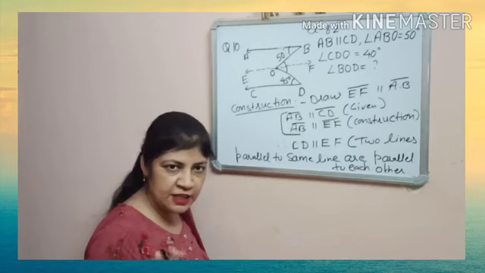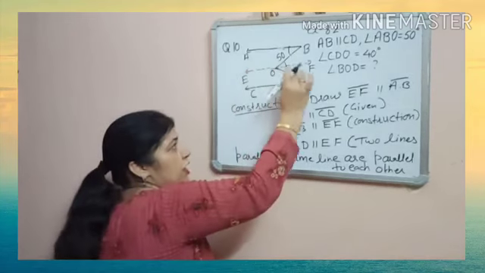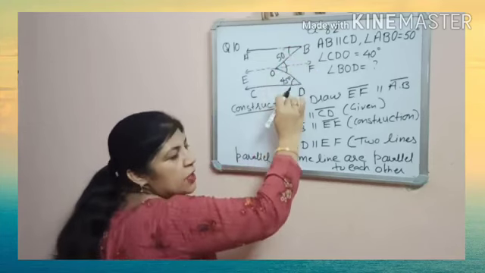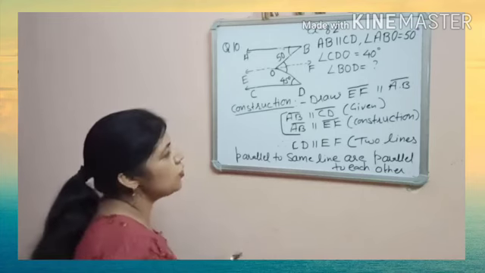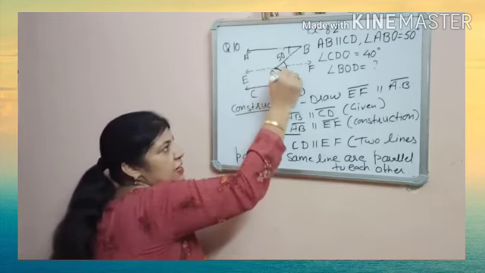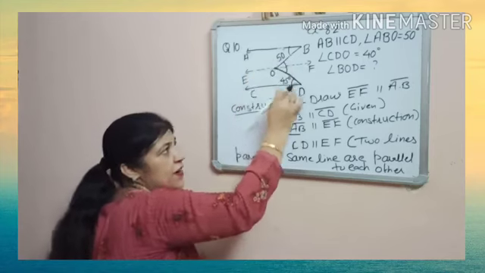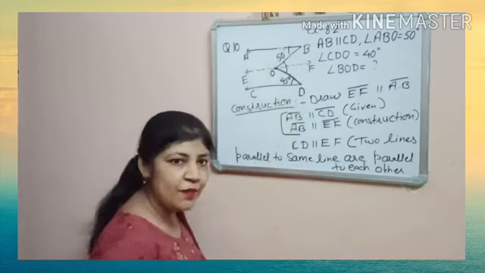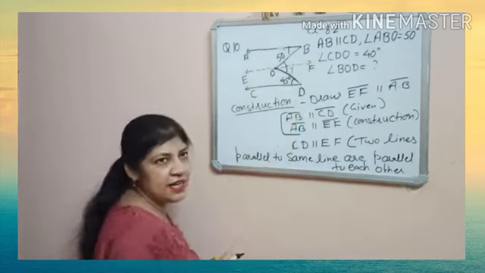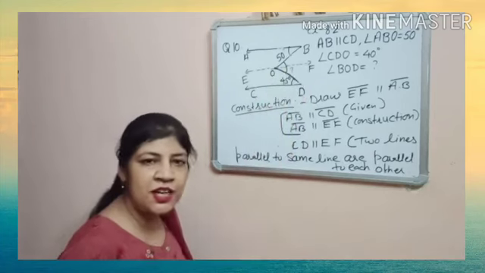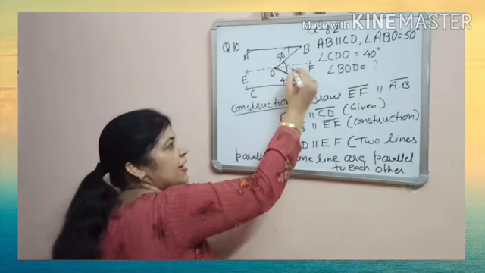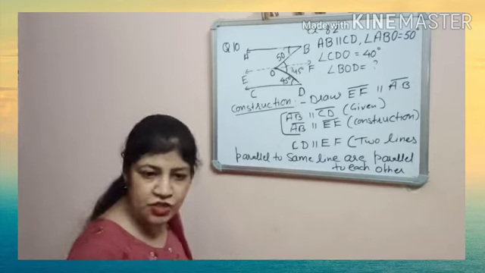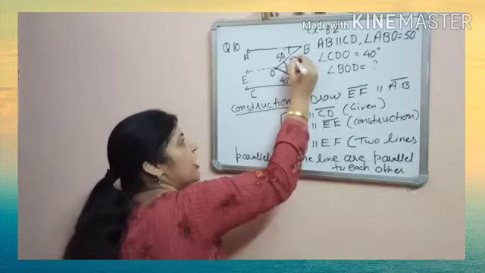AB is parallel to CD is given to you. We have drawn a line EF parallel to AB. If it is parallel to AB, then it is automatically parallel to CD. Now you can see, OD is a transversal for EF and CD, and OB is a transversal for AB and EF. Now you can find this angle by which relation? Alternate interior angles. So this angle will also be 45 degrees, and these two angles will be equal. Same relation, alternate interior angles.